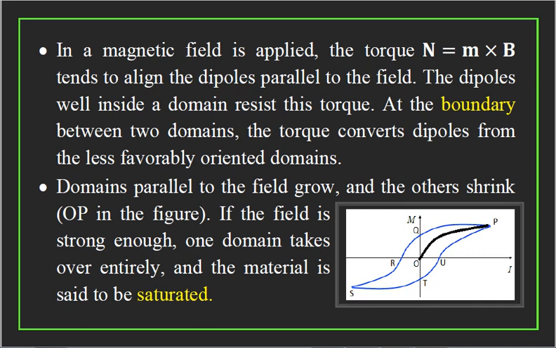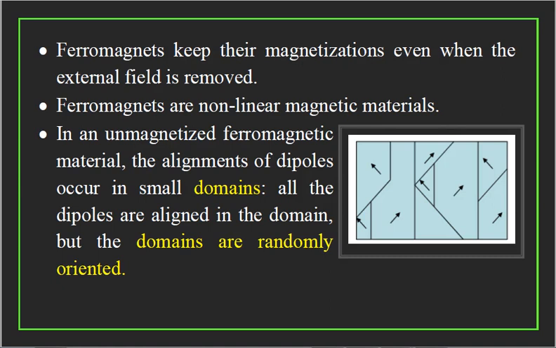So the dipoles well inside a domain resist this torque. This torque cannot rotate an individual dipole because the torque has to rotate the whole dipole together, since the dipoles are interacting, but it is not possible. So what happens is, at the boundary, there are boundaries between individual domains. If you apply a magnetic field in a particular direction, there will be some domains which are oriented in the direction of the applied field.